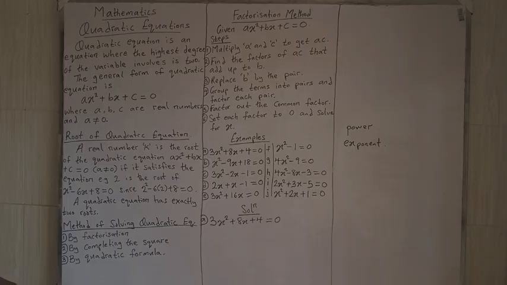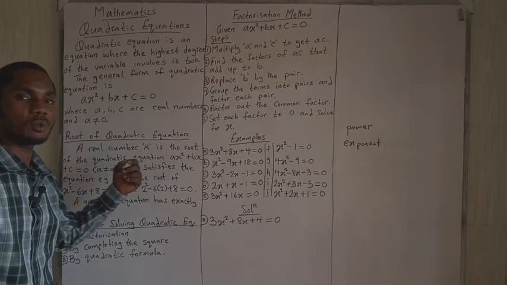The general form of a quadratic equation is ax squared plus bx plus c equals 0, where a, b, and c are real numbers, and a is not equal to 0. Why do we have this condition, a is not equal to 0? Let's assume that a is equal to 0.